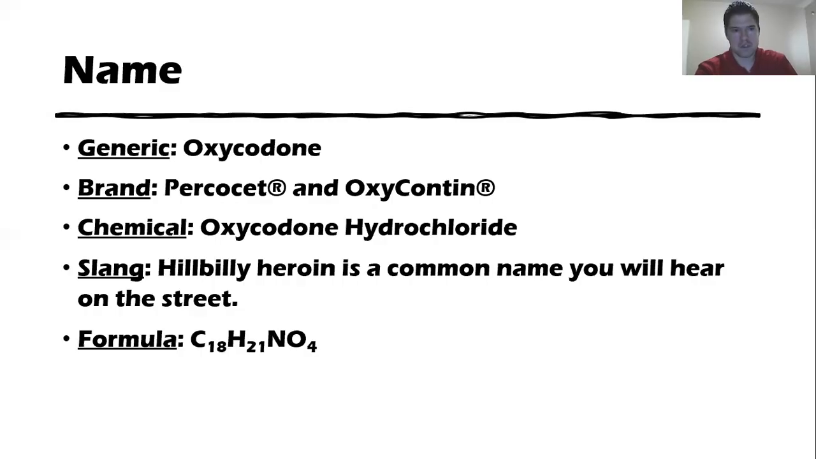Name. Generic name: oxycodone. Brand names: Percocet and OxyContin. The chemical name is oxycodone hydrochloride. One slang name is hillbilly heroin. That's the most common name that you'll hear on the street. And the chemical formula is C18H21NO4.